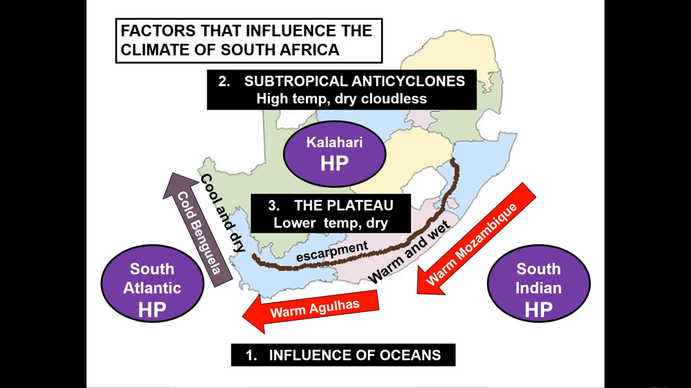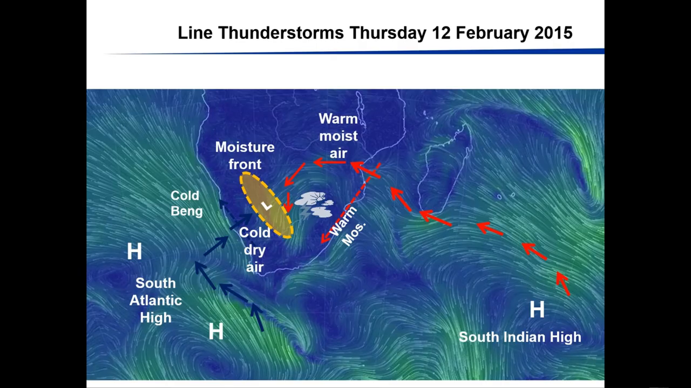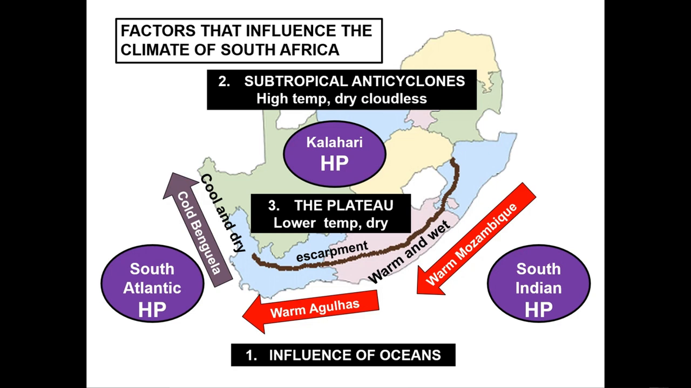And then that last one, number three, is the position of the high pressure system. Now, we covered that last year in grade 11 when we did primary circulations and learned about the influence of the South Atlantic high pressure, the Kalahari high pressure, and the South Indian high pressure. But these three high pressures perform differently during different times of the year. In summer, the South Atlantic moves down towards the pole, so it allows the cold fronts to pass, and that's why we don't get rain in summer.